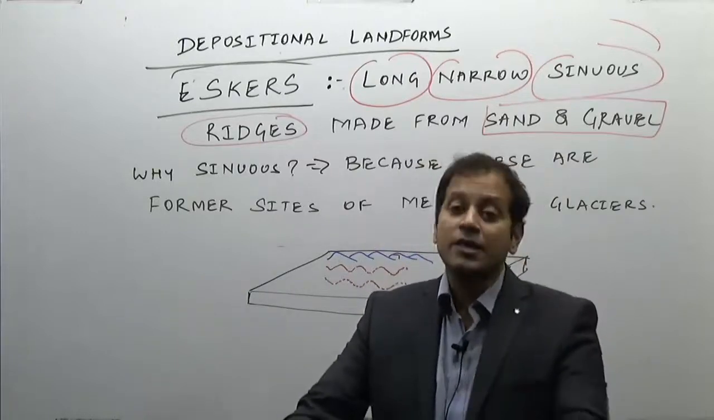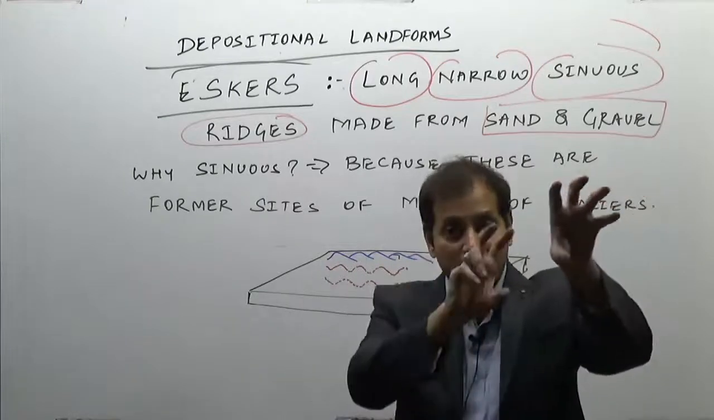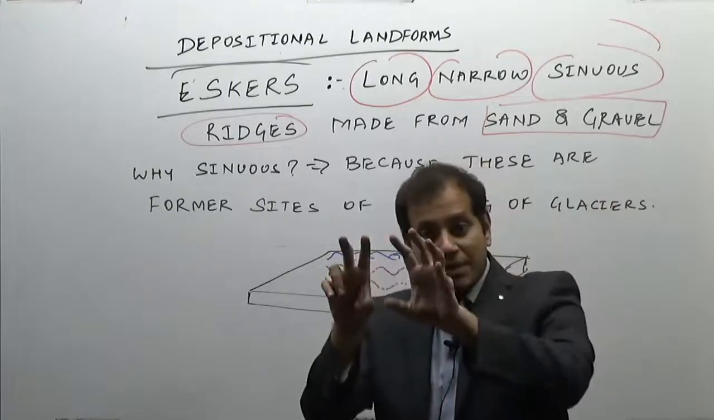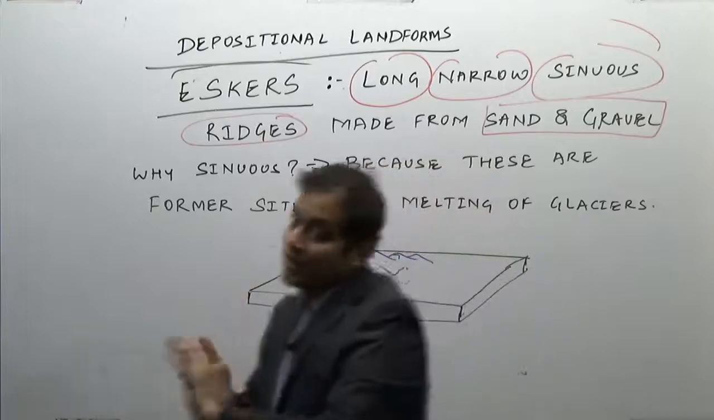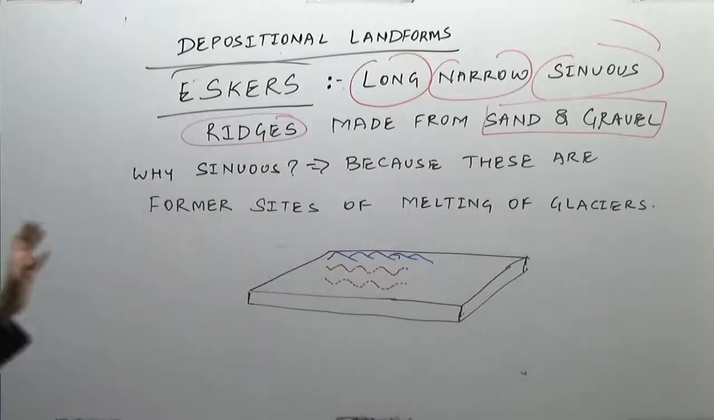ESGDB. Drumlin is made from boulder clay. Eskers are made from sand and gravel. This is what you remember from the examination point of view.